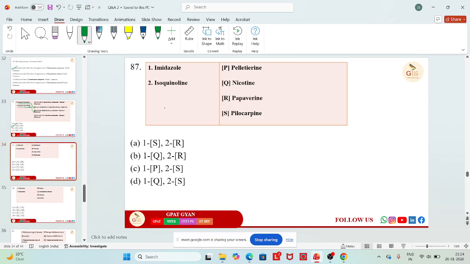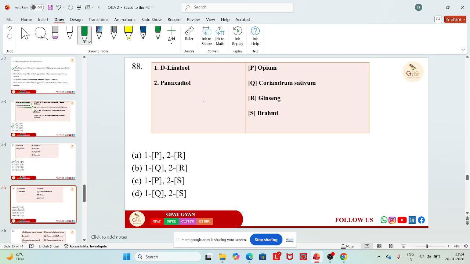This one, A will be the correct one. Imidazole is pilocarpine and isoquinoline is none other than papaverine.